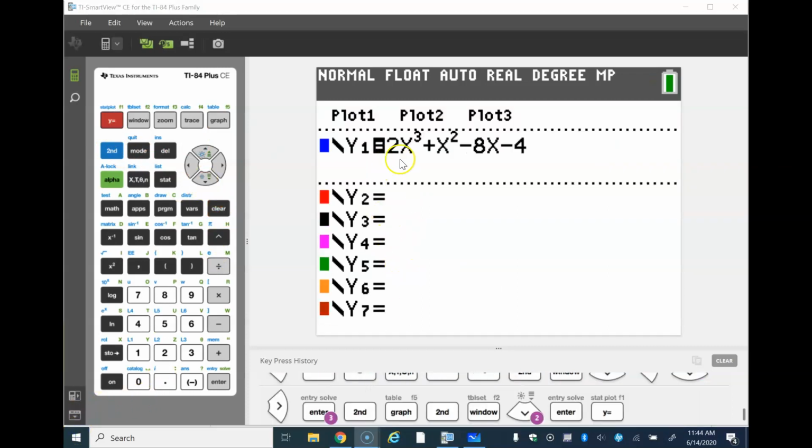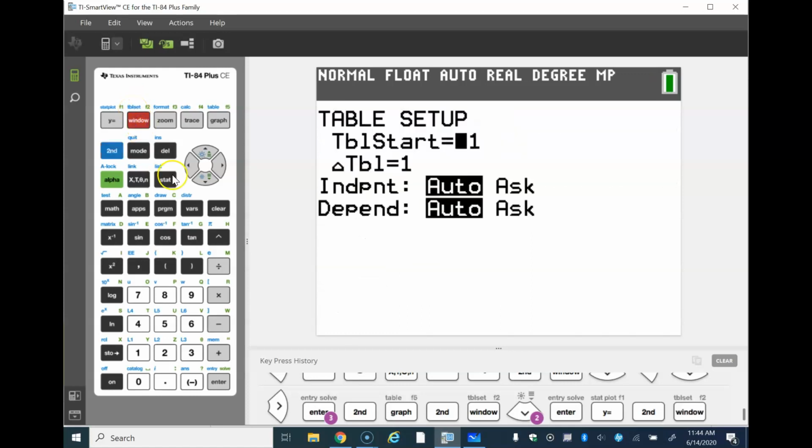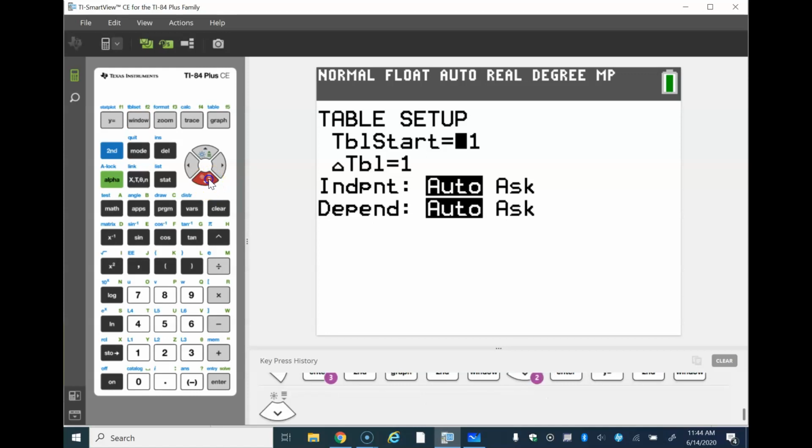Once you clear everything out and then you put in the equation, this is the same equation that we were working with before in my slides. If you hit second and then tblset, the one that says in blue, table set, go down to the independent, that's our x's, and we're going to switch it to ask. So slide it over, hit enter. And then now let's go to our table.